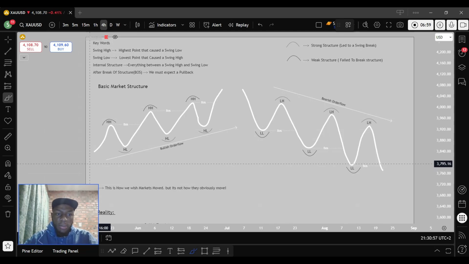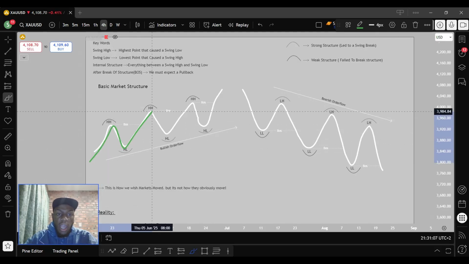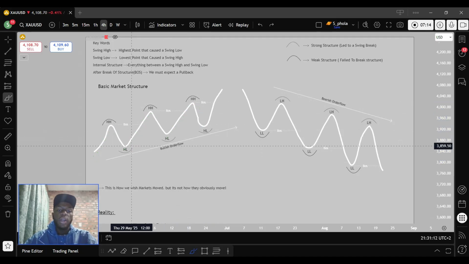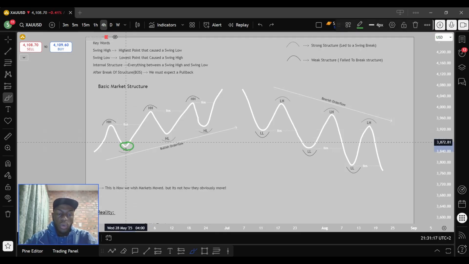So what is an uptrend? In basic market structure, an uptrend is when the market is creating continuous higher highs, higher lows, higher highs, higher lows. Understand? So what is a higher low? A higher low in an uptrend is a low that led to a break of a higher high. Understand? So basically it broke the higher high.